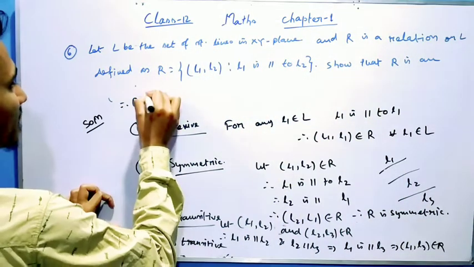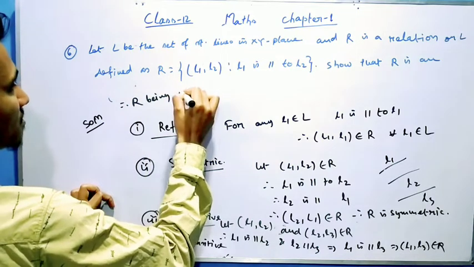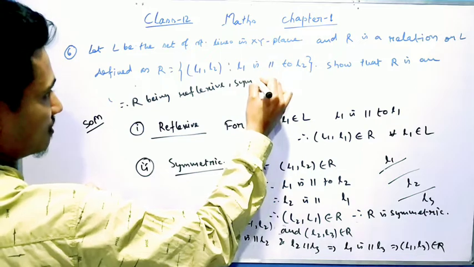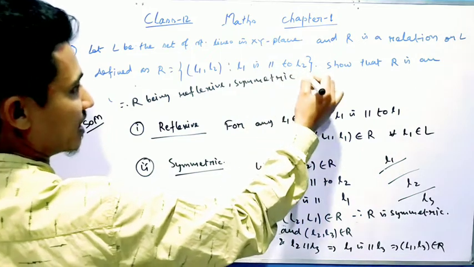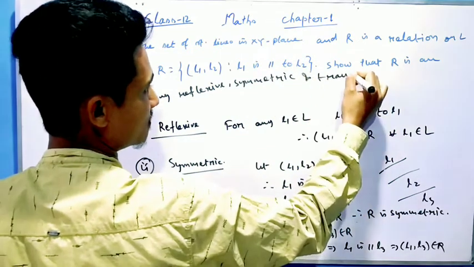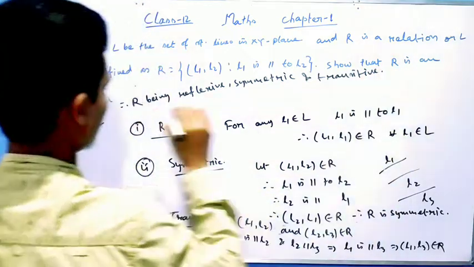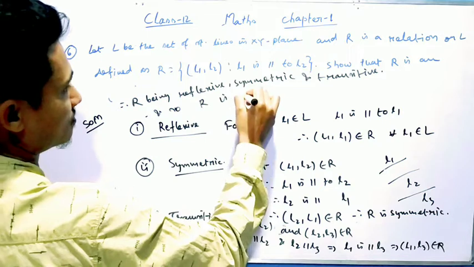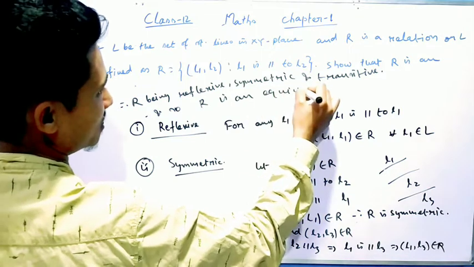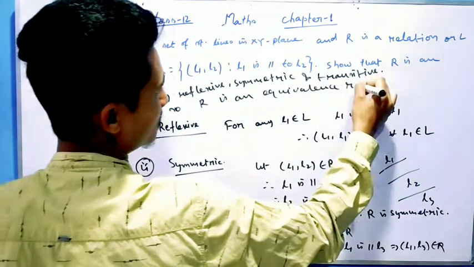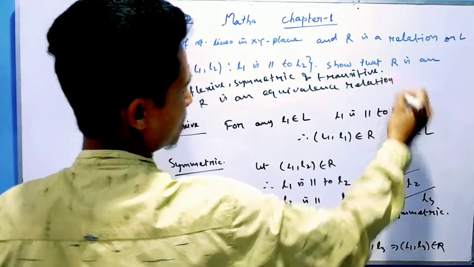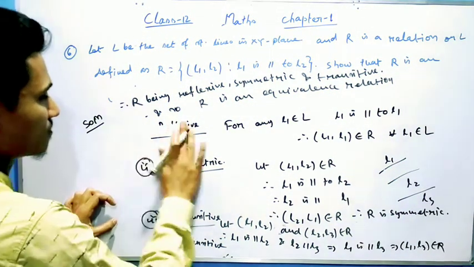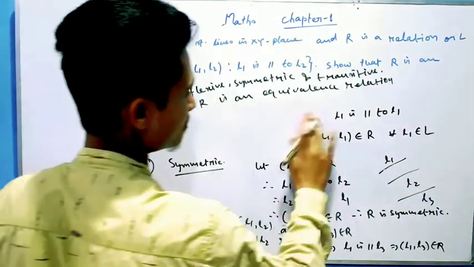Therefore R, being reflexive, symmetric and transitive, is an equivalence relation. Okay, so let us now find out the next part.